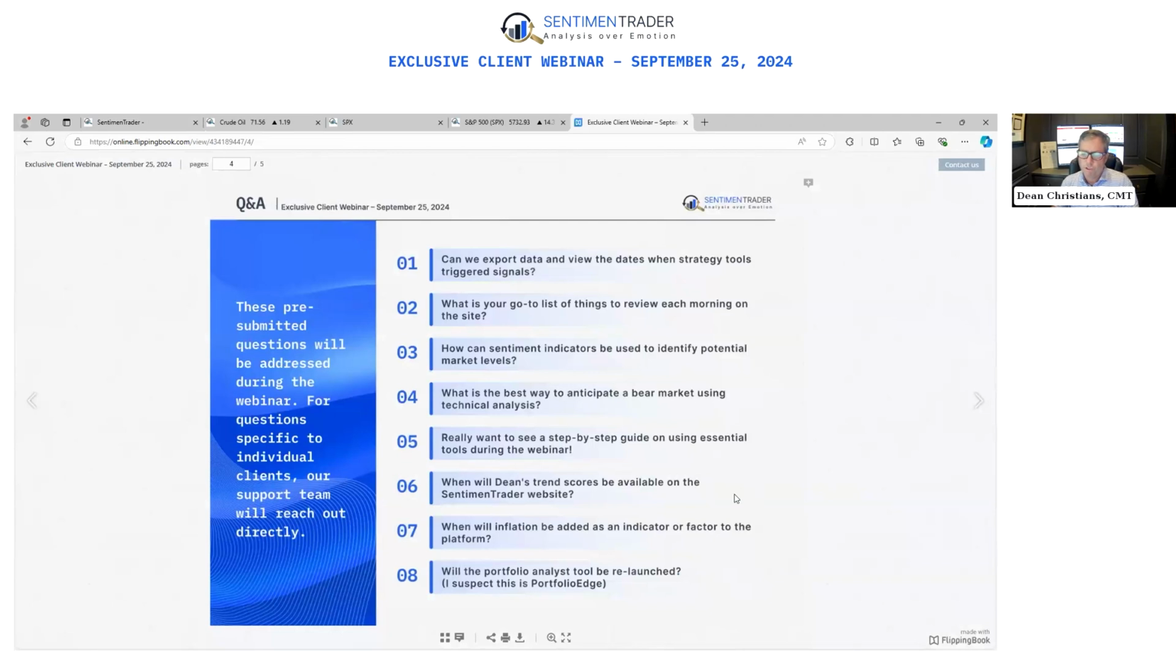Okay, trend scores. Yes, it's in the queue. We're going to add those. And then what we'll most likely need to decide is, we'd probably have an individual page. What I'd like to do is have a page where we have the S&P 500, the NASDAQ 100, and S&P 1500, and then you can review those trend scores on an absolute and relative basis.